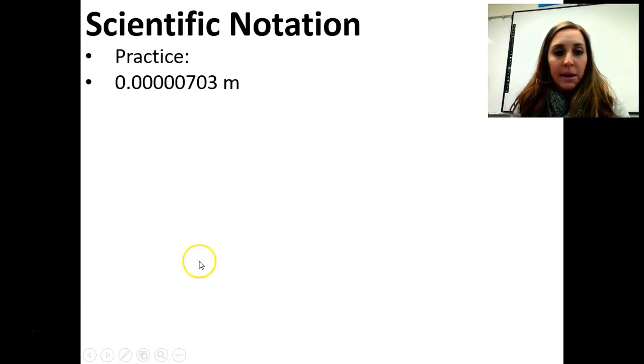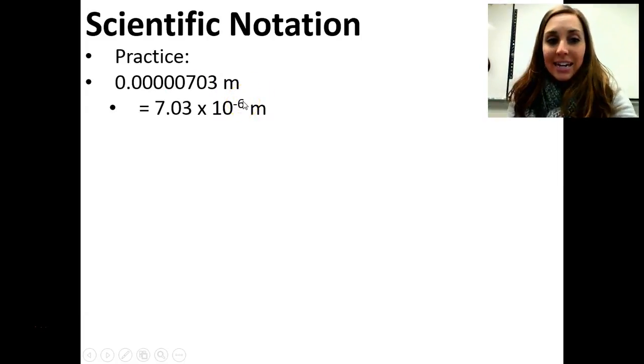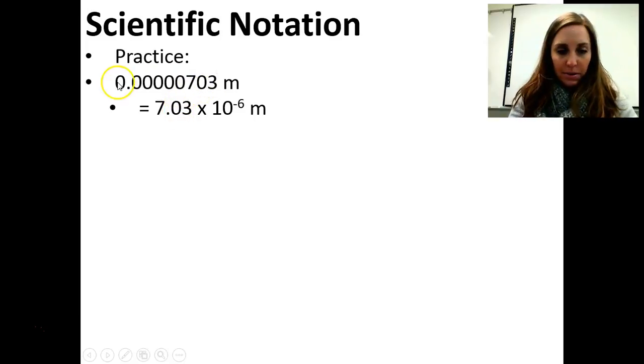So here's an example. Here are my sig figs, 703. I write those. I'm going to put the decimal after the 7, and I moved it 1, 2, 3, 4, 5, 6 spots. 7.03 times 10 to the negative 6. It's going to be negative because 7.03 needs to get smaller to be 0.000703.